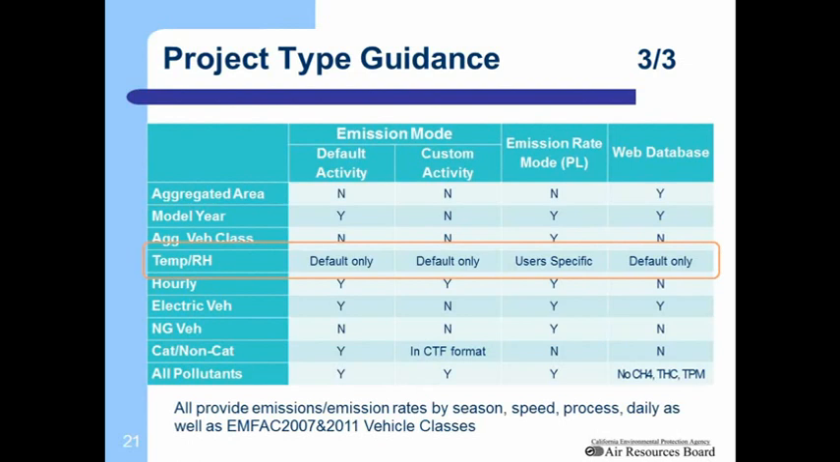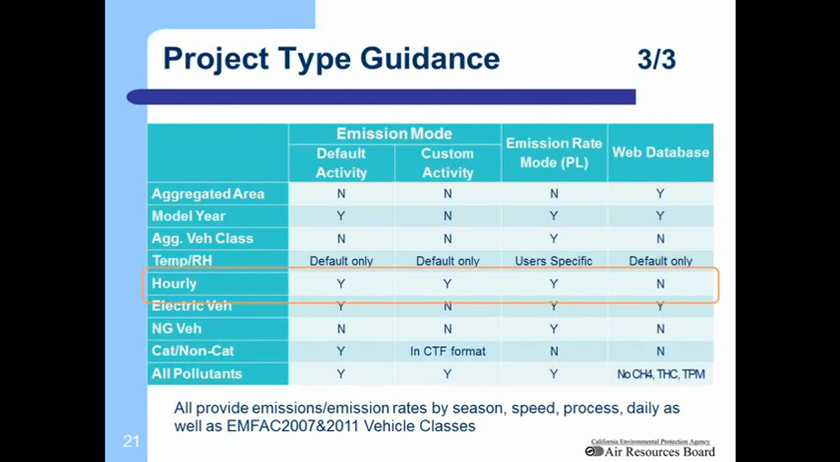The emission rate mode, or PL mode, is also the only data type where the user can use user-specific temperature and relative humidity. All the others will only provide the default built into EMFAC, due to space constraints, and also it would make the query run slower. Currently, we do not offer the hourly emissions or emission rates in the web database tool, but it's available for the other data types.